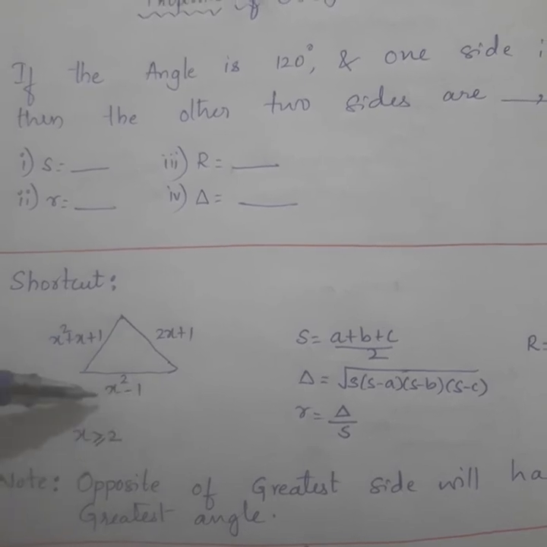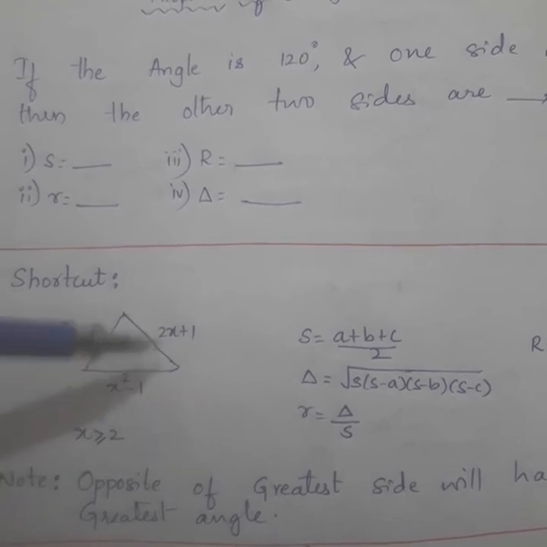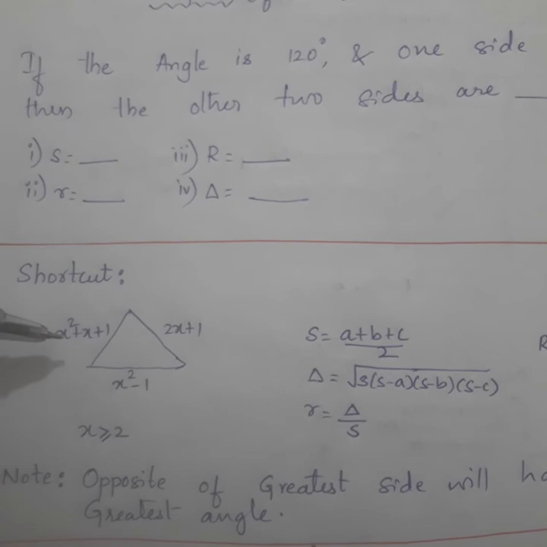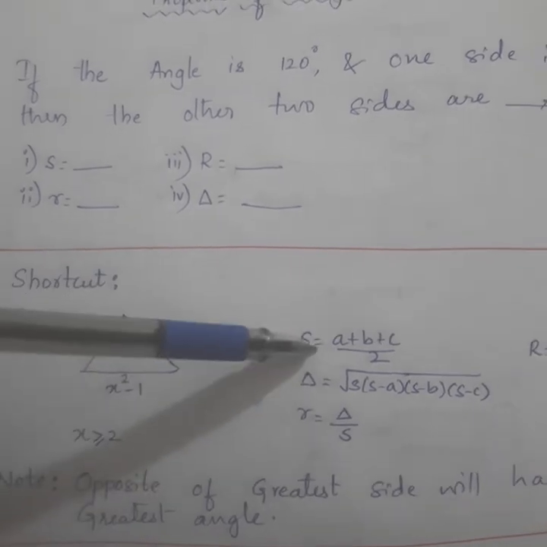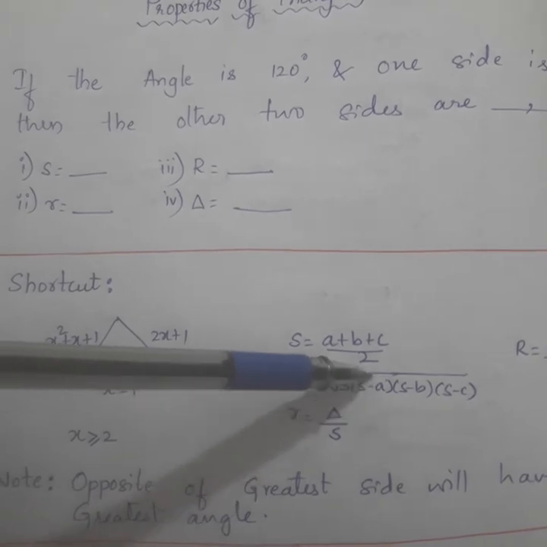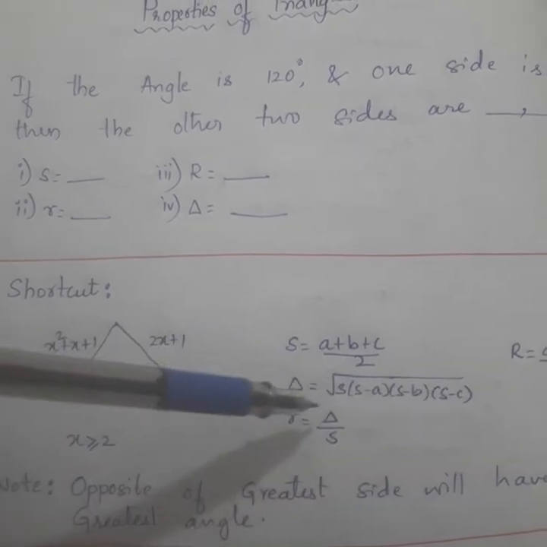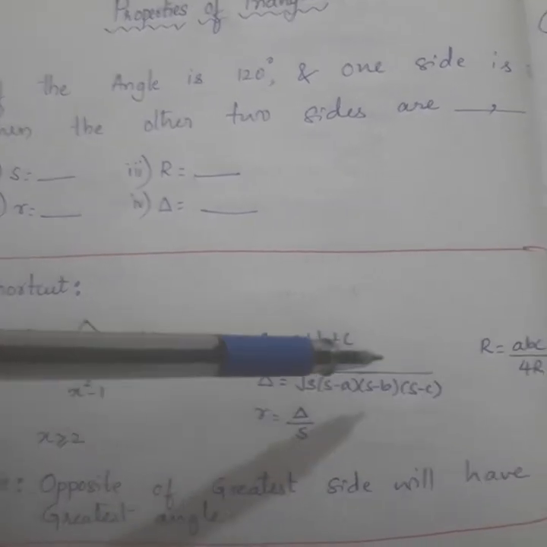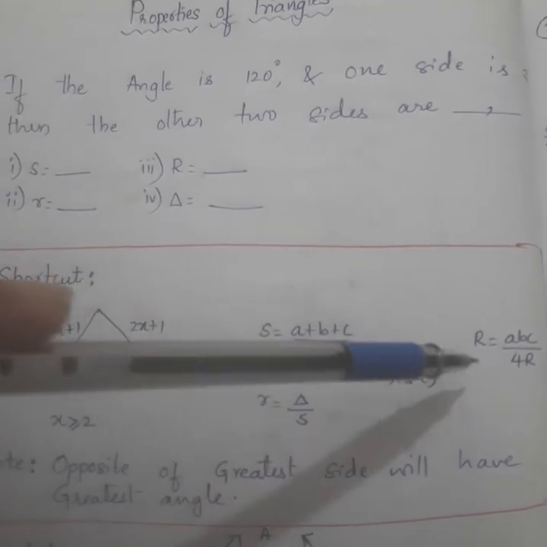The triangle has one side as x square minus 1, another side as 2x plus 1, and one more side as x square plus x plus 1. Okay, and s value is (a plus b plus c) by 2. Delta value is under root of s into (s minus a) into (s minus b) into (s minus c), and r value is delta by s. Then capital R value is abc by 4 delta.